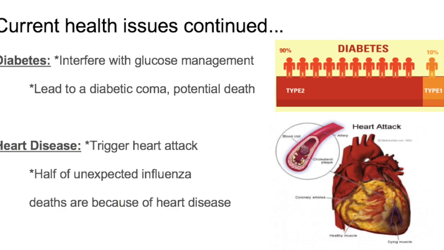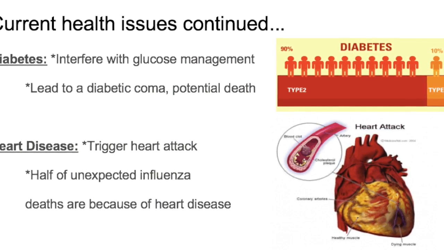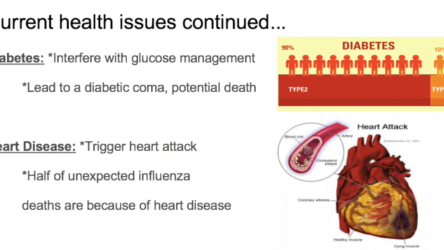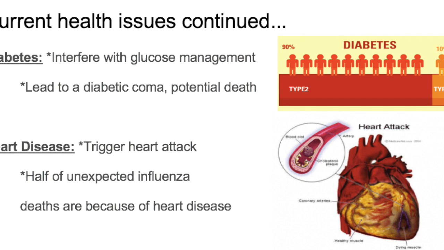A final example is a person diagnosed with any kind of heart disease. It is mentioned by nfid.org that influenza can trigger a heart attack, and up to half of unexpected influenza deaths are due to heart disease. If an individual is faced with heart problems, it is recommended they are given the vaccination.